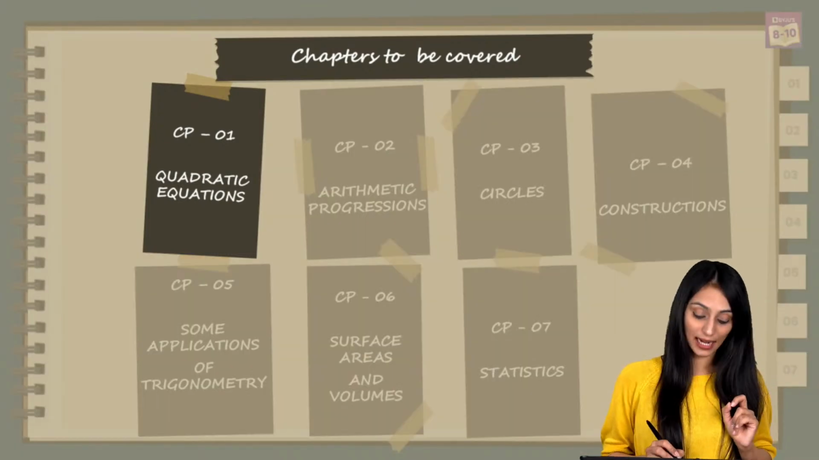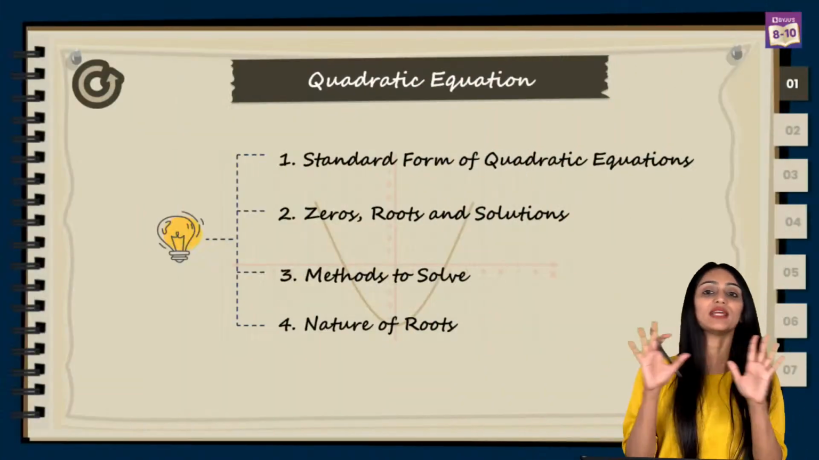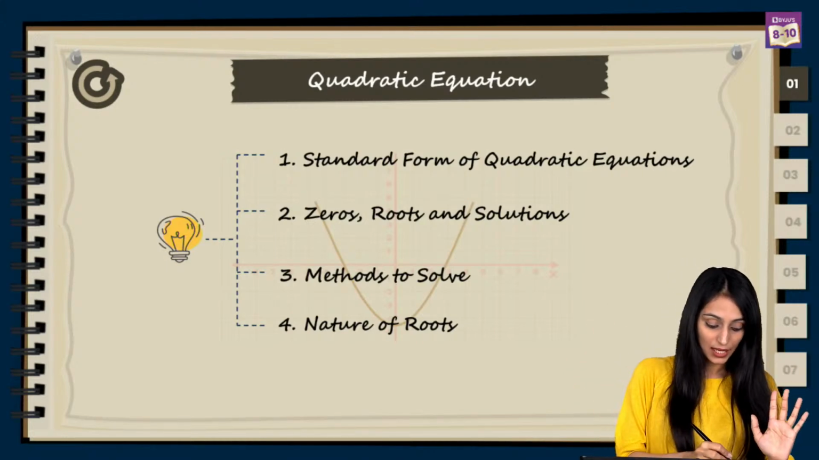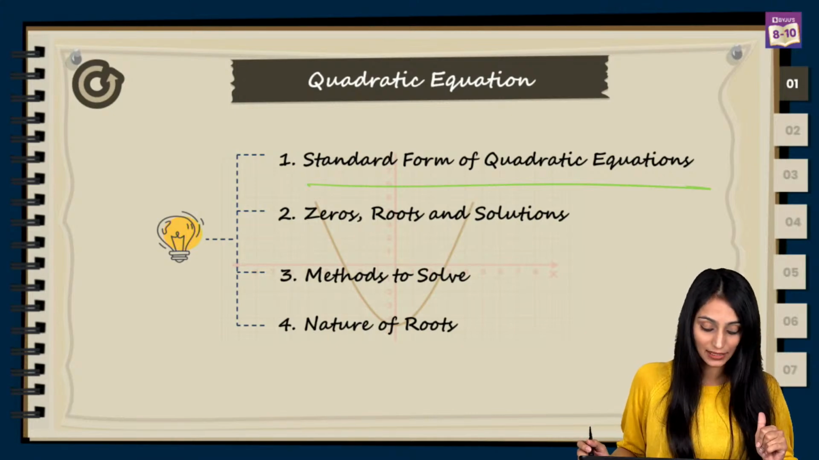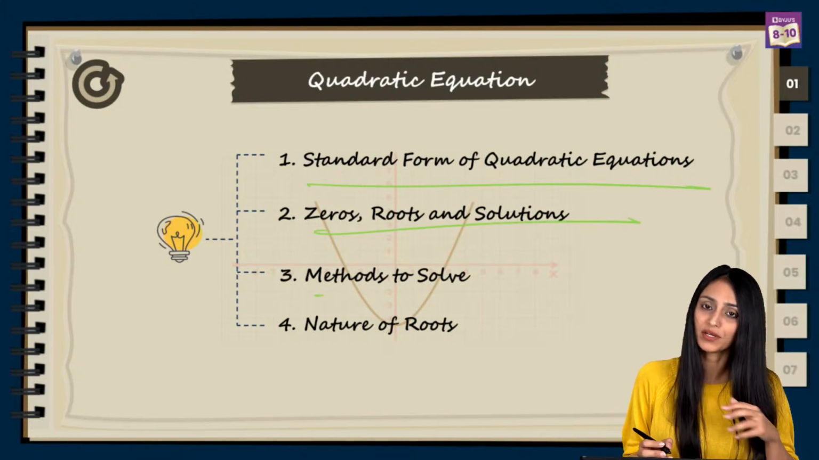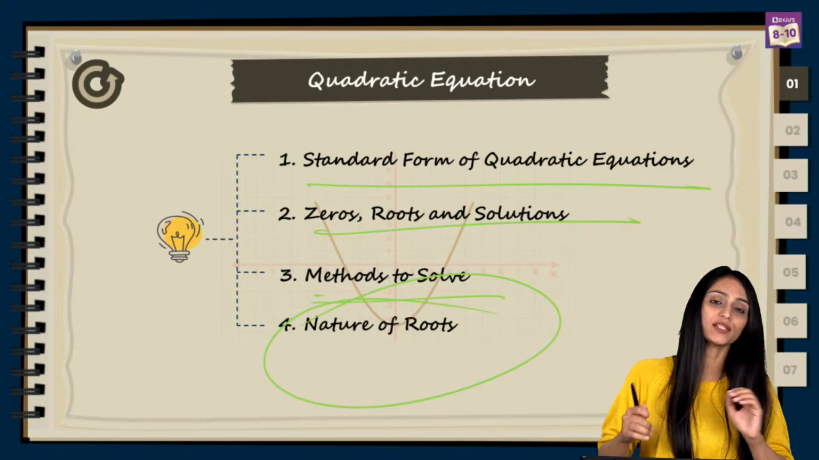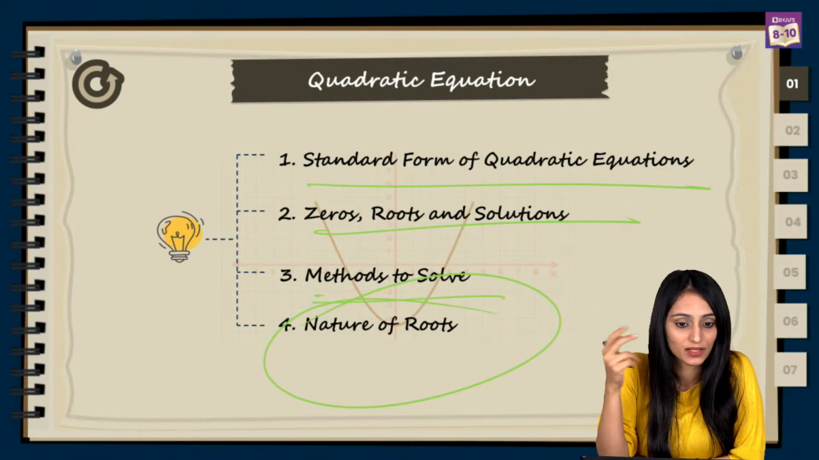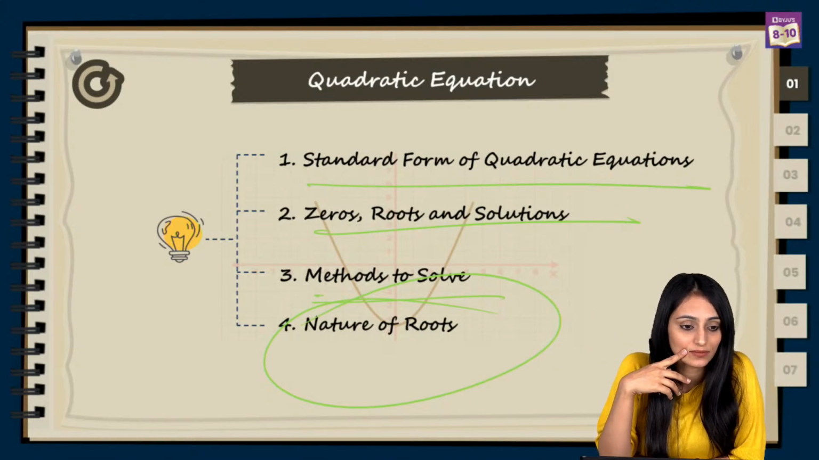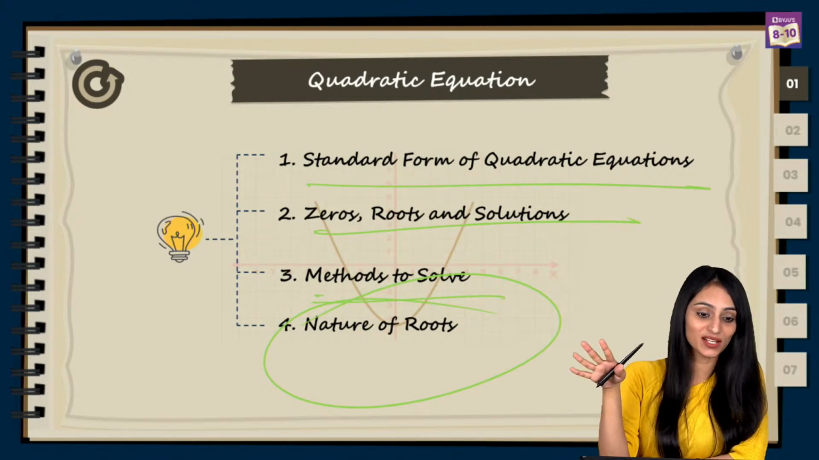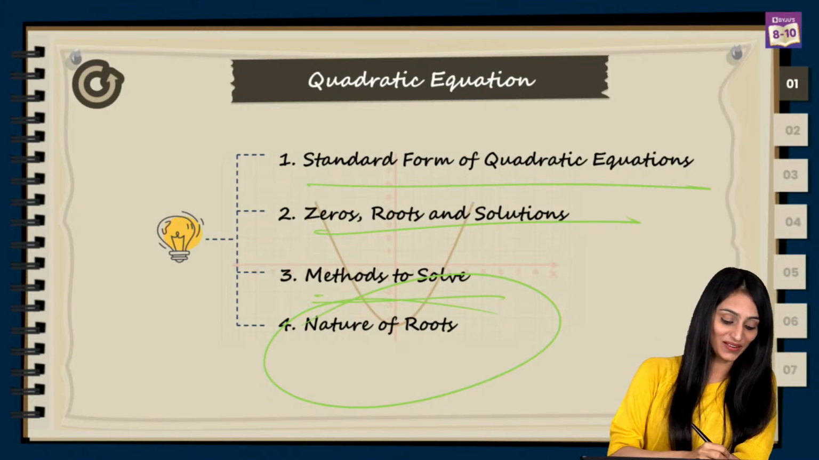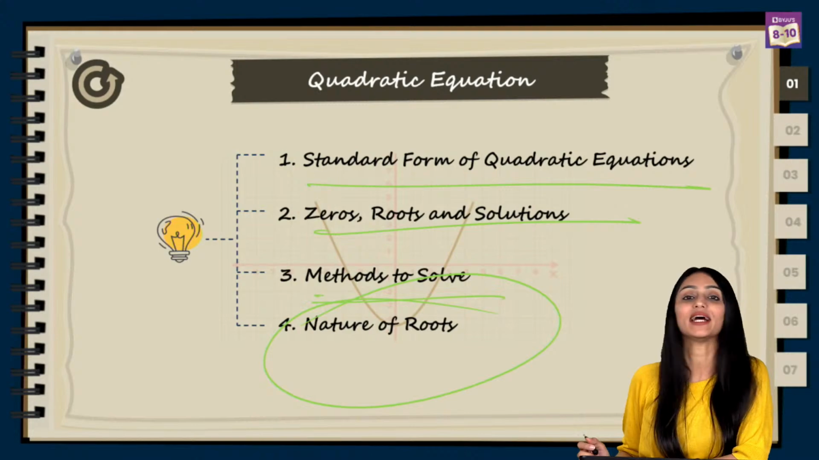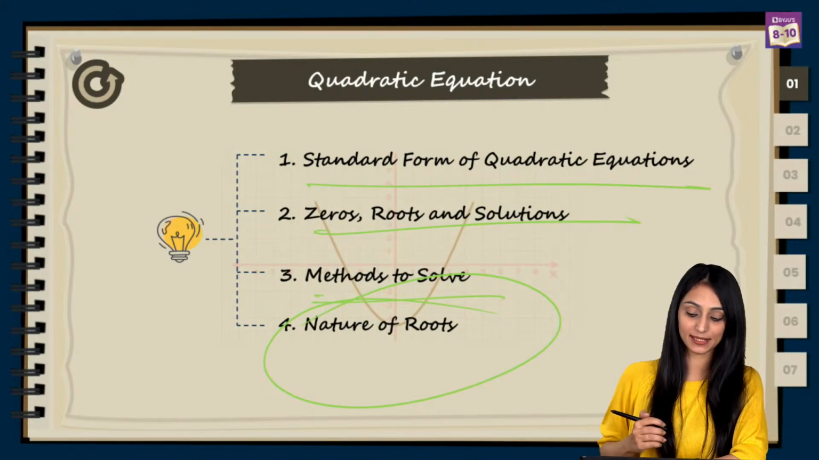Let's start off with quadratic equations first. So what all topics do we have in quadratic equations first of all? So here we have the standard form of quadratic equations, right? We have zeros, roots and solution, different methods to solve, and we have this topic nature of roots, right? So these are the topics that we have in quadratic equations. So one by one, I'll be discussing this.